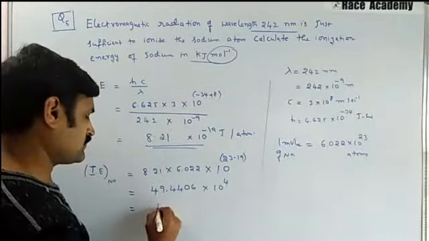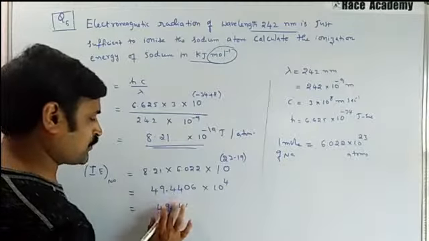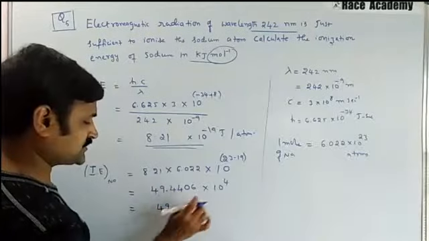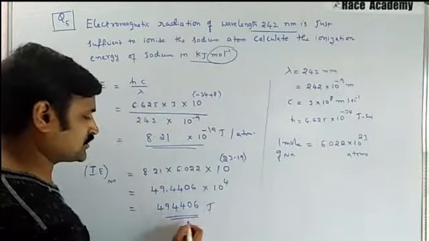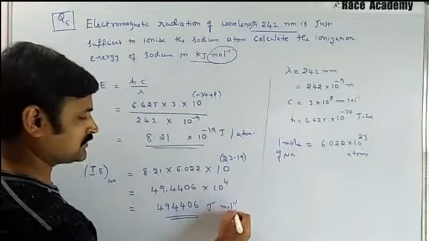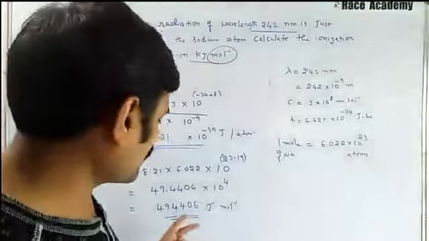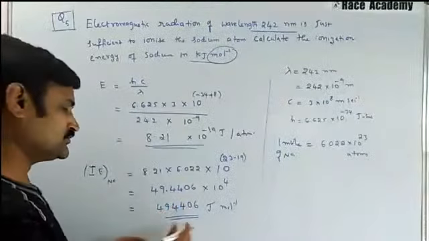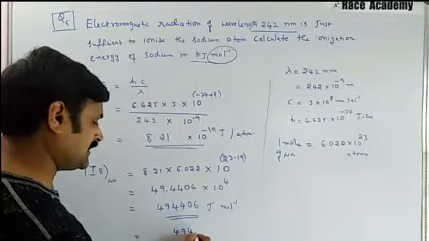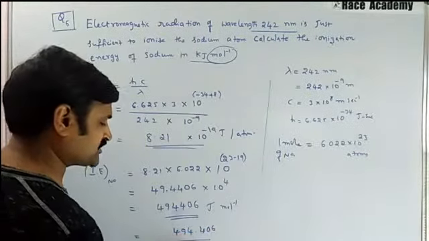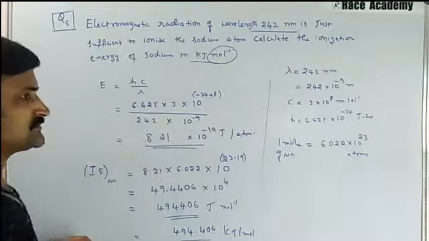So I am writing 4 digits of this decimal into 10 power 4, meaning you can write this as 494406 joules per mole. So this is a big value. If you want to write this in kilojoules also, you can write it by dividing this by 1000. So you will get 494.406 kilojoules per mole, which is also the answer for this question.